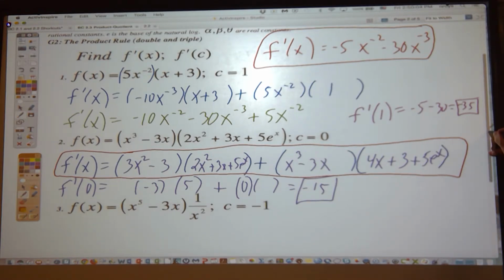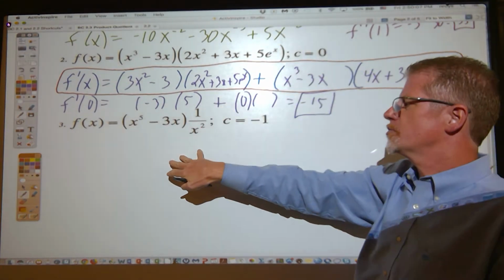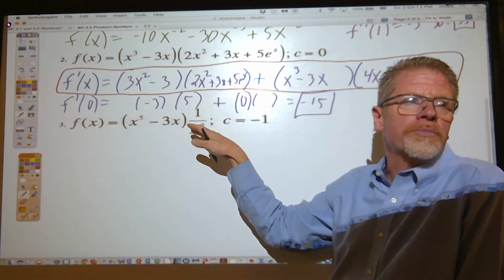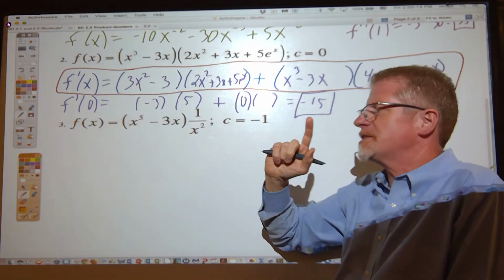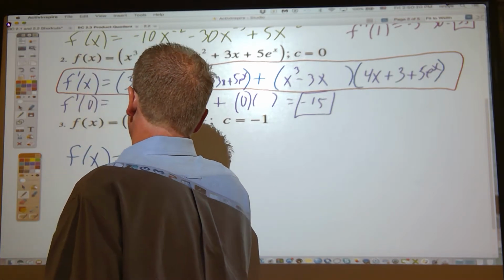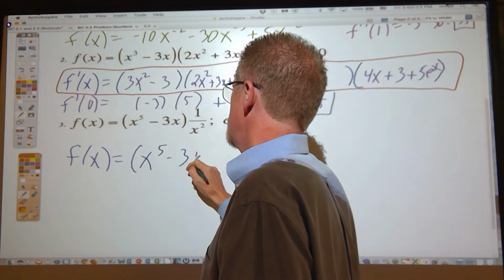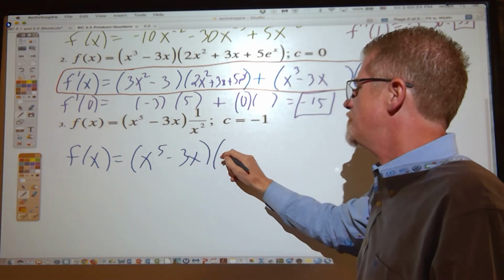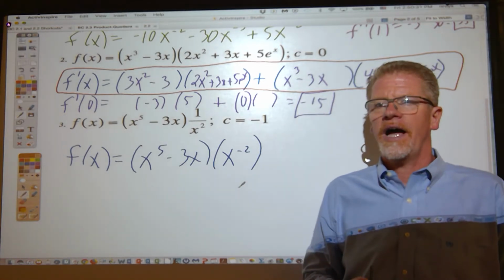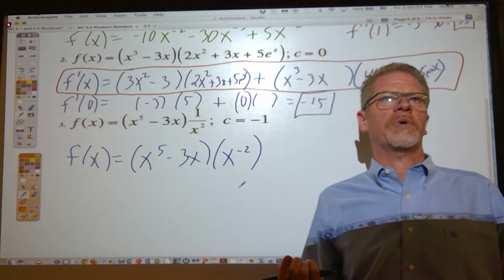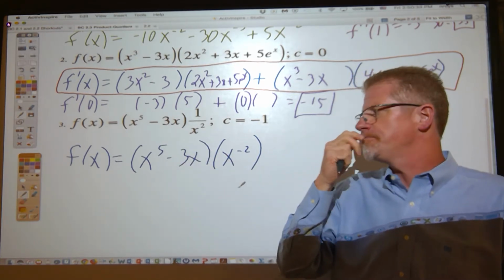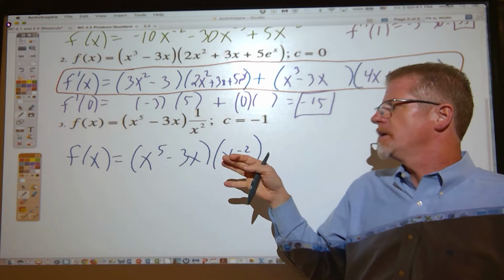And now number 3. In problem 3, it kind of looks like a quotient rule. It looks like u divided by v. But really, most quotient rule problems can be re-expressed as product rule problems. If you don't believe it, here, I'll prove it. x to the 5th minus 3x. Isn't division by x squared the same thing as multiplication by x to the negative 2? So I've converted this quotient rule problem, we haven't even learned the quotient rule yet, to a product rule problem. So now, would you please finish this one?